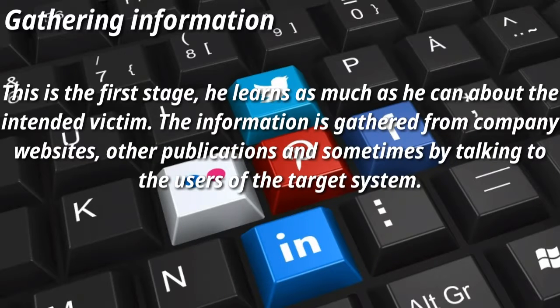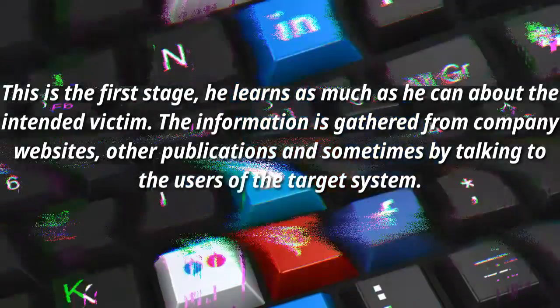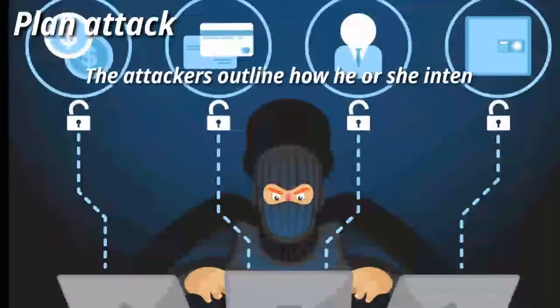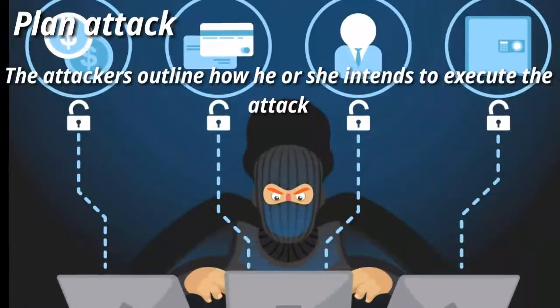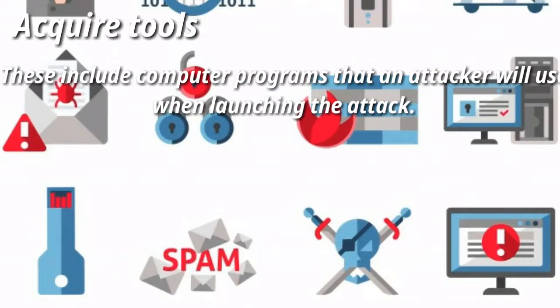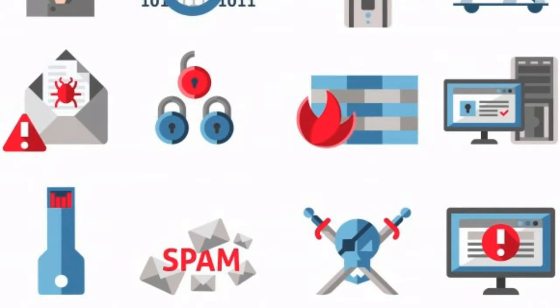He learns as much as he can about the intended victim. The information is gathered from company websites, other publications, and sometimes by talking to the users of the target system. Plan attack. The attacker outlines how he or she intends to execute the attack. Acquire tools. These include computer programs that an attacker will use when launching the attack.